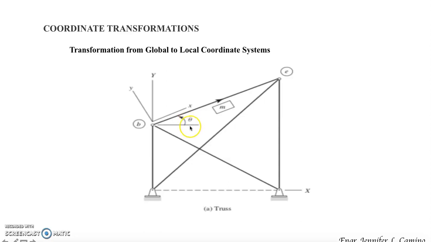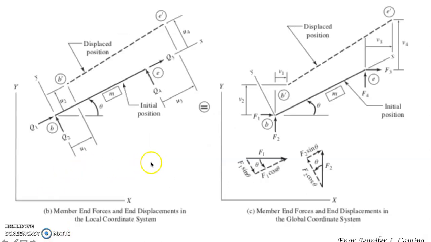It is measured in a counterclockwise direction from positive direction of the global x-axis to the positive direction of the local x-axis. So we have to recall that the stiffness matrix K that was derived in our previous discussion relates member end forces Q and end displacement U described with reference to the local x y coordinate system of the member as shown in the figure. So let us consider this figure. So we have figure B and we have figure C.